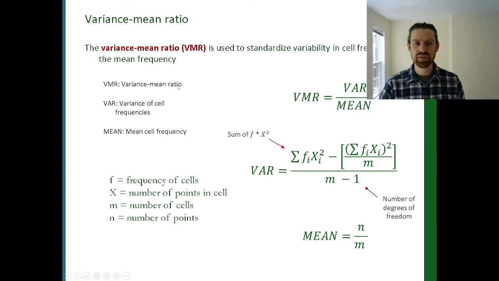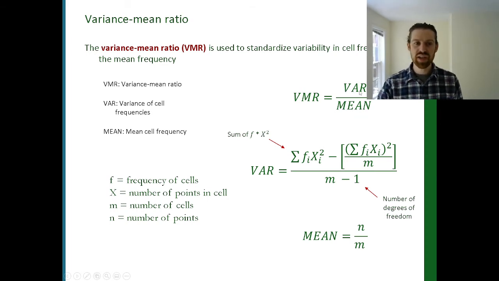Okay, so we can get this VMR value by dividing the variance of the cell frequencies by the mean cell frequency. We can get the mean cell frequency, this denominator here, by taking the n value, which is the number of points, and dividing it by the m value, which is the number of cells. So that's very easy for us to get our denominator value.